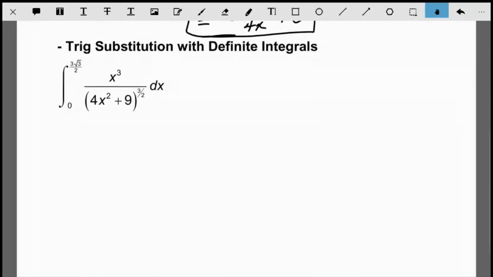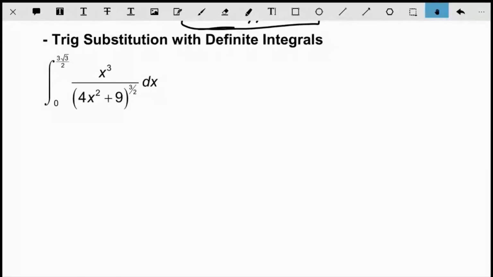All right, the last one I want to show you here is a substitution with definite integrals.